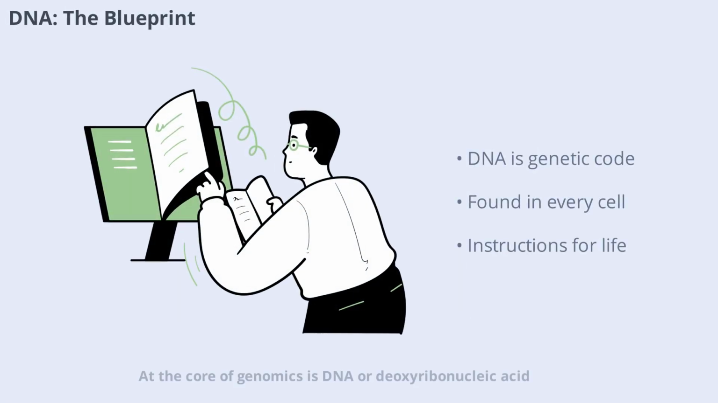The core of genomics is DNA, or deoxyribonucleic acid. DNA is a long molecule that contains our unique genetic code. It's like an instruction manual for building and maintaining an organism. Each cell in your body contains DNA, tightly packed in structures called chromosomes. These instructions determine everything from your eye color to how your body responds to diseases. Understanding DNA is the first step in grasping the basics of genomics.